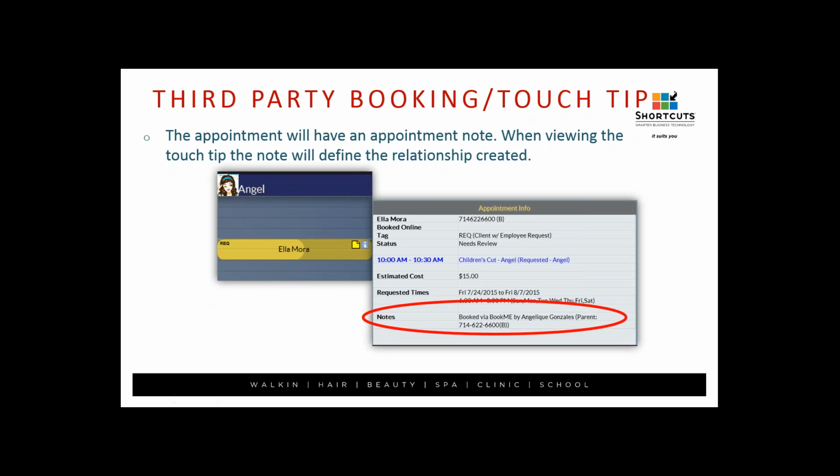So what actually happens, which is really nice, is the appointment will come into your appointment book exactly the same as just a regular BookMe booking. However, you'll notice we've got this yellow note on the appointment here. If you were to select the appointment to view the note, or view it through the touch tip, you'll see down here that it shows it was booked via BookMe by the main account, and it'll show that relationship. So it's showing the parent with the contact details.